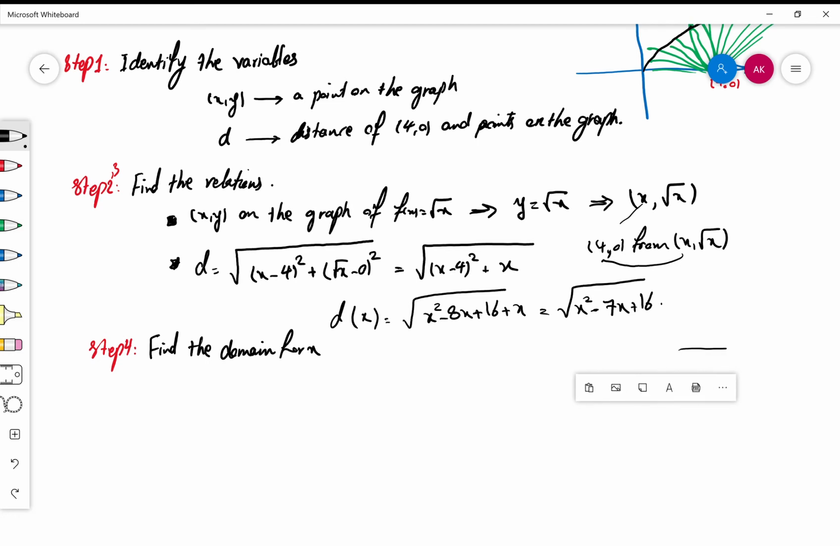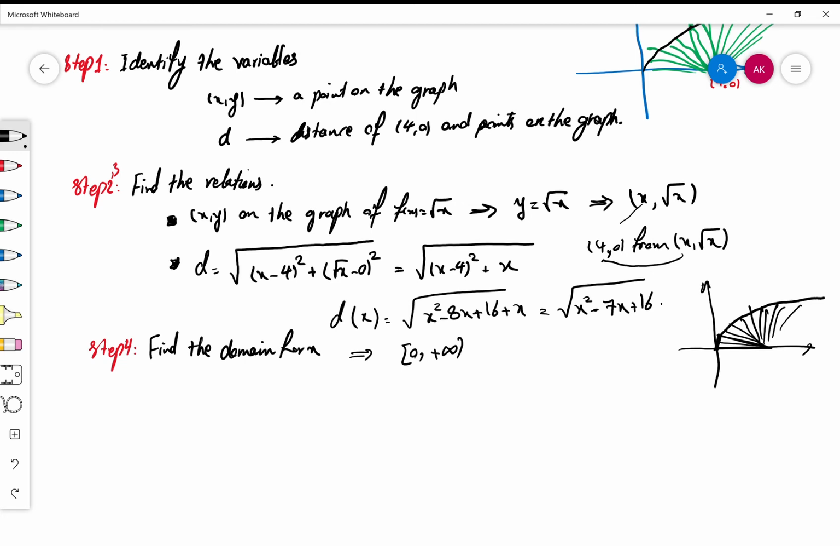Well, look at the graph. The graph exists for all x's which are positive. So this can be for any point which is positive up to infinity. This means that x is coming from the interval 0 to plus infinity. That finishes the modeling, and now we have to do the second step.